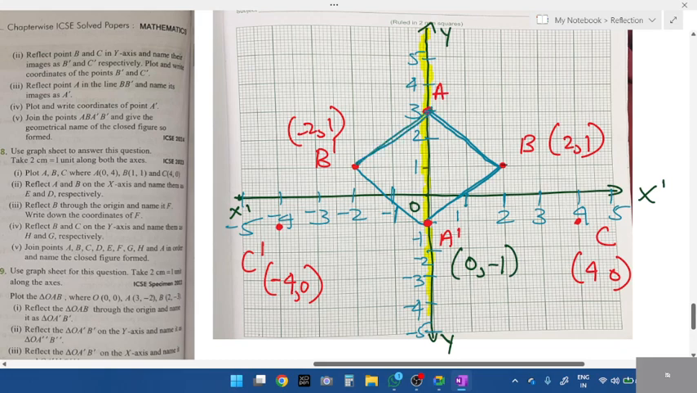It's a mistake. Is it a square or a rectangle? How does it look like? Square. And close the figure and give the geometrical name. Closed figure. All of you understood? Reflection chapter. Any doubts in reflection?